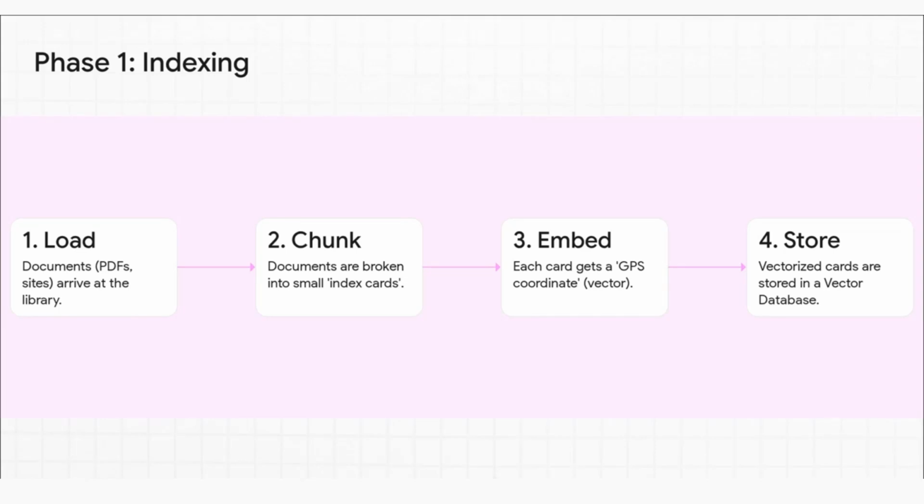First, you load your data, all of it. Your PDFs, your emails, your company wikis, everything. Then you chunk it. The system chops up those long documents into smaller, bite-sized paragraphs. Think of them like little index cards.